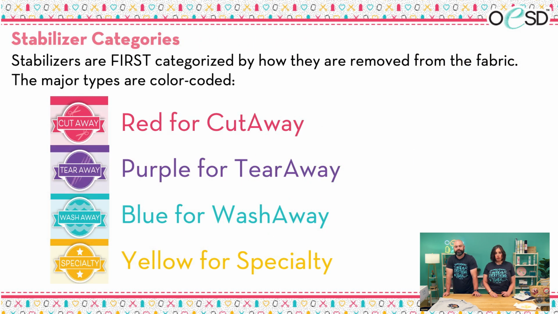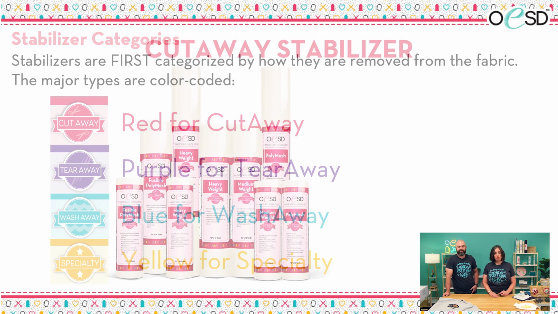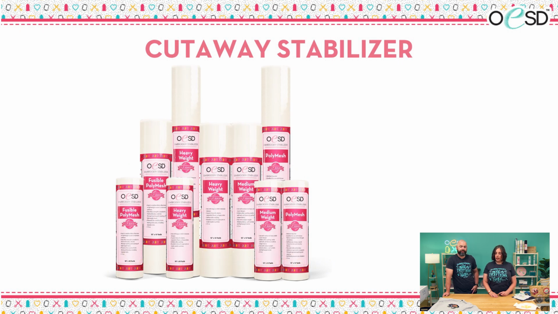Cool. So we sort our stabilizer, again, trying to make it easy for you, into categories. Yes. So we have red for Cutaway, purple for Tearaway, blue for Washaway, and yellow for specialty or everything else. Nice. All right. So let's talk Cutaway. Let's do it.